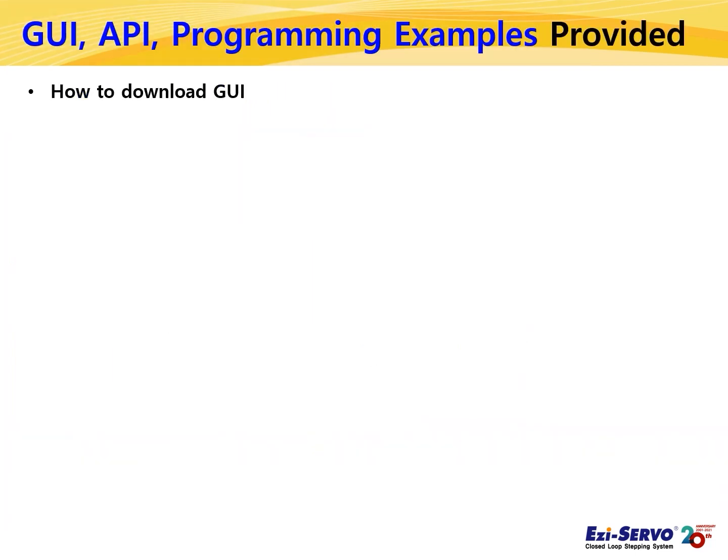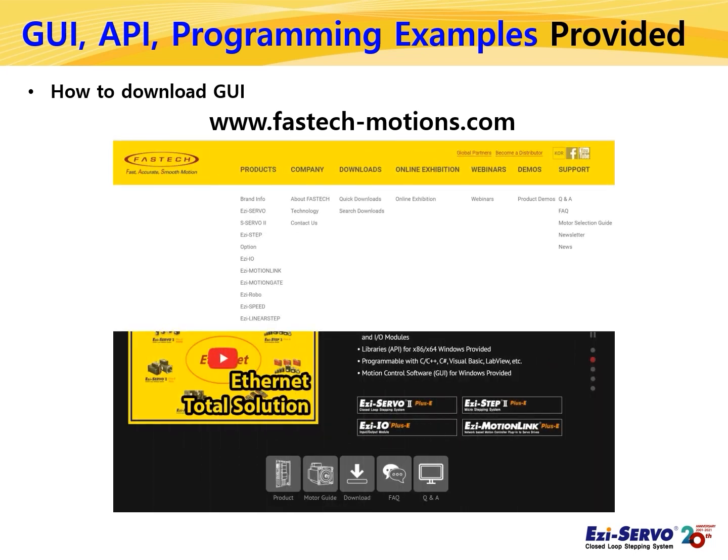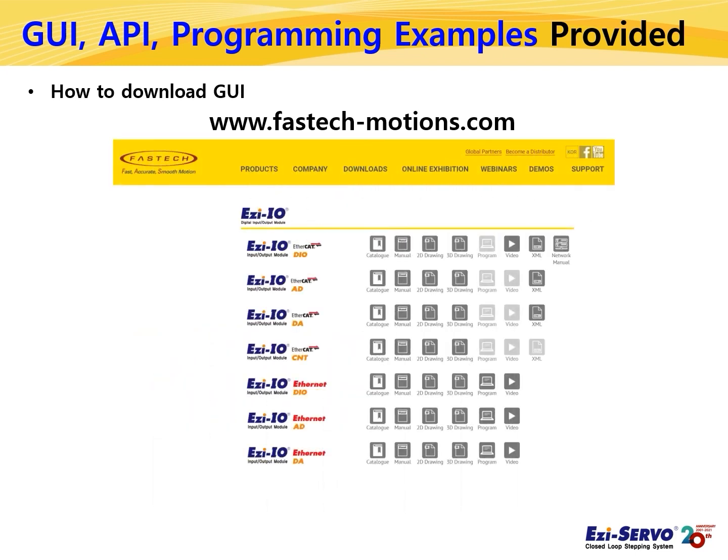As mentioned earlier, FASTECH provides GUI software Ezi-Motion Plus E and API for Windows free of charge. First of all, the GUI software can be downloaded for free from the website. If you access the following address and place the mouse pointer on the Download tab of the homepage, the item called Quick Download appears. Click on the item to display the product list.